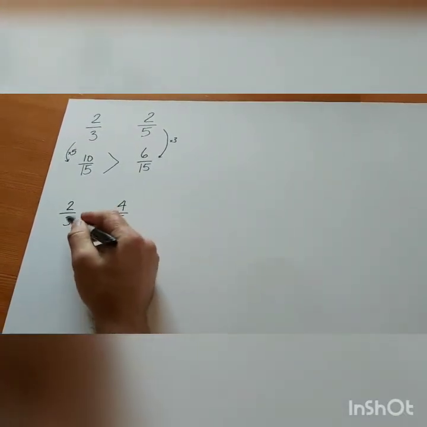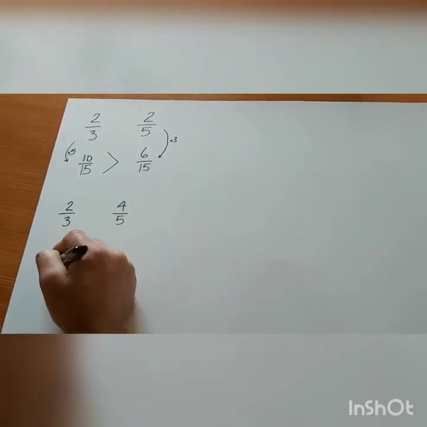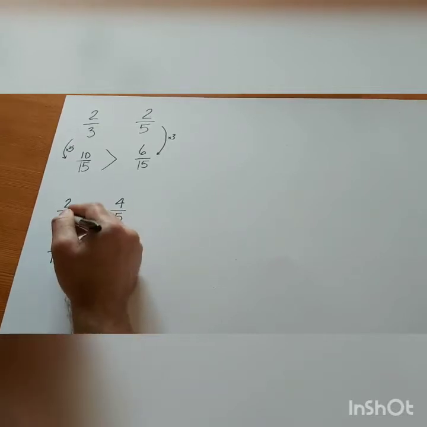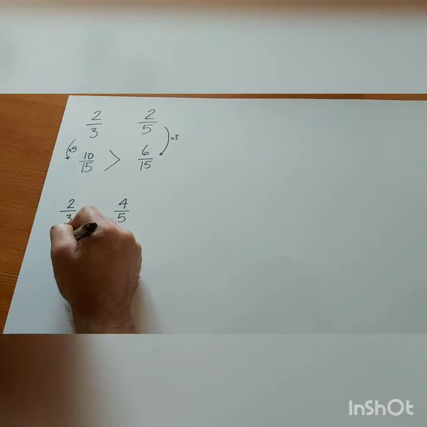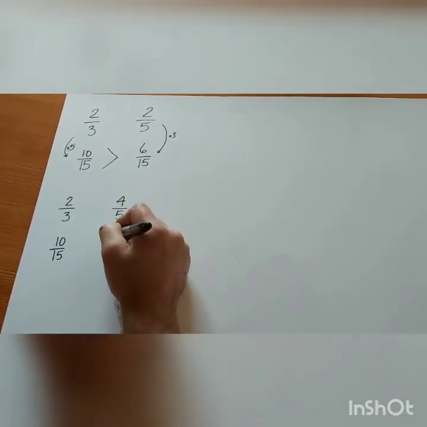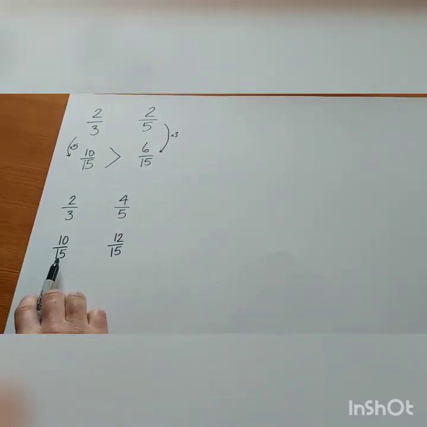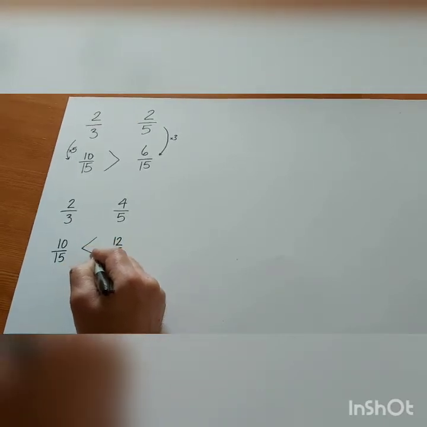Here we have 2/3 and 4/5. Again, we're going to find the lowest common denominator, which will be 15. Here I multiplied by a 5, so this becomes 10 out of 15. And here we multiplied by 3, so 4 times 3 is 12. We can see that 10 out of 15 is less than 12 out of 15, so we use this symbol.